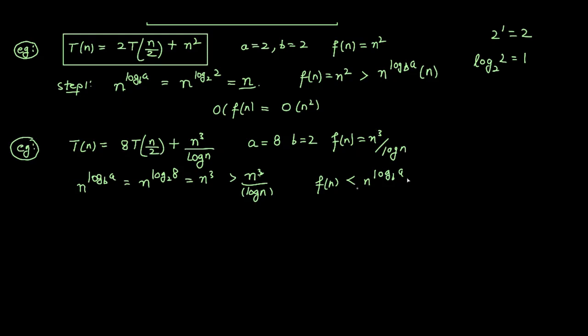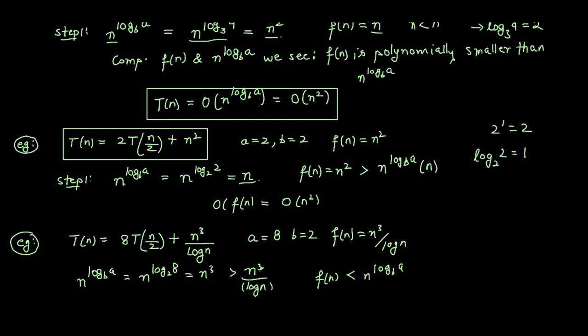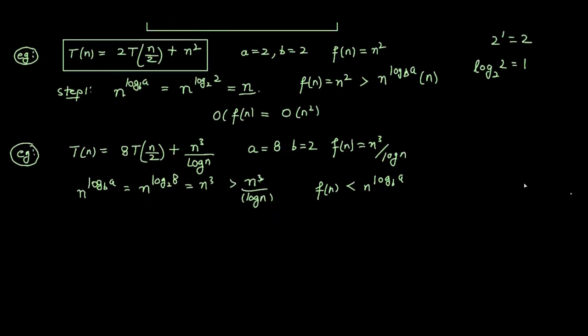So if you get this inequality, you can see that this actually refers to our case number 1. Case number 1 says you will have to write T(n) as big O of n raised to the power log base b of a. So the runtime complexity of this type of algorithm will give us big O of n raised to the power log base b of a, which is equal to n³. So this will be the runtime complexity of this equation.